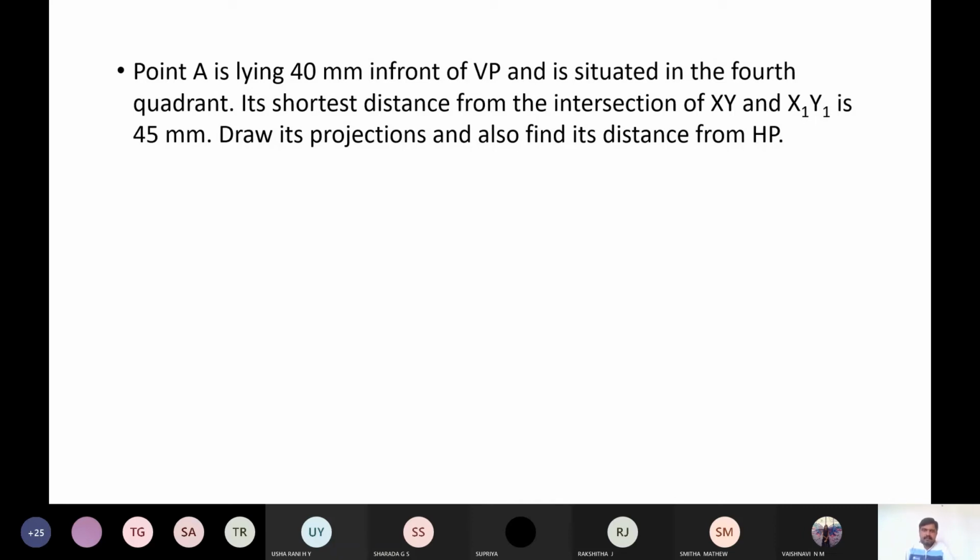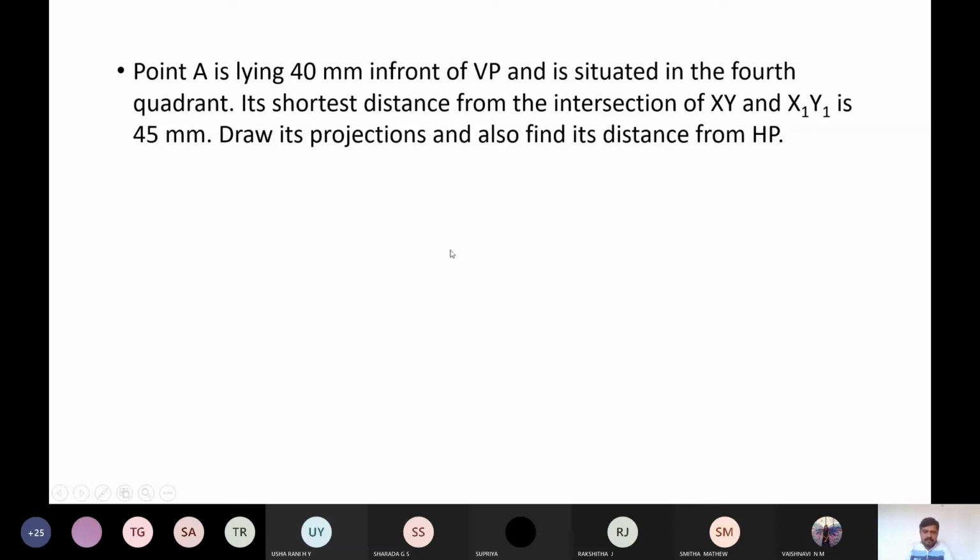Okay, whether it is above HP or below HP. Below HP. Okay. Again, by making use of that condition only, we are able to solve this problem. Otherwise it is not possible to find this distance from HP. If we don't know whether it is above or below, we cannot do that, or we have to consider any one of the possible ways. Okay, that is the only leftover option.